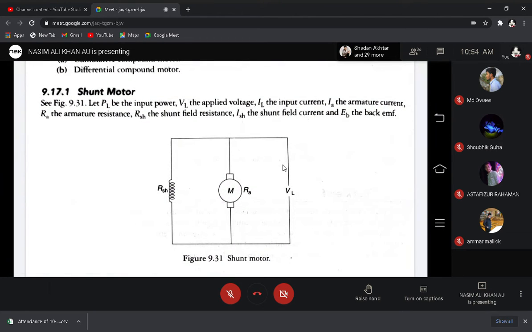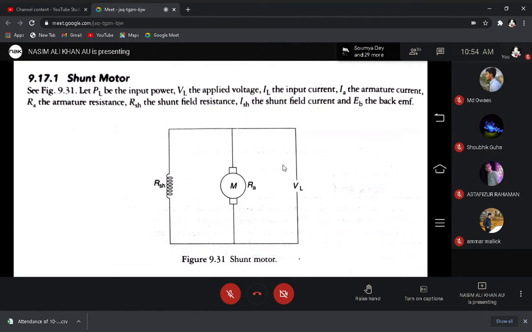Now we have to find the input power. VL is the applied voltage and IL is the input current.